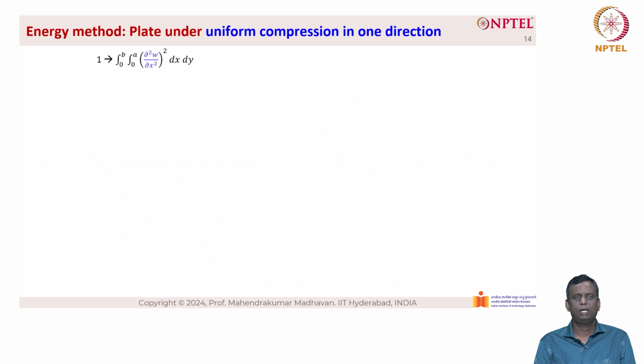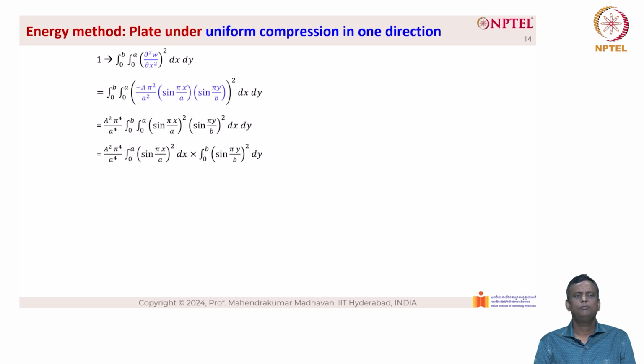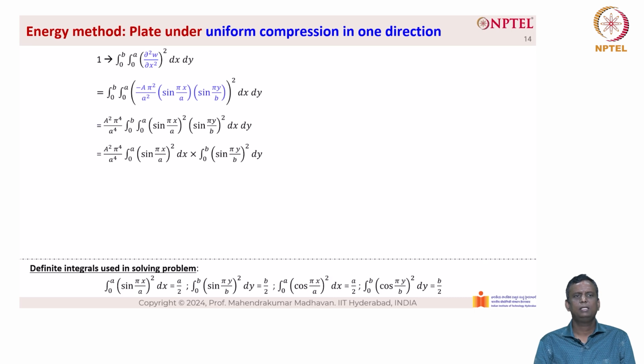Now, let us evaluate the first integral, which is the integral from 0 to b, 0 to a, of (∂²w/∂x²) the whole squared, dx dy. When we substitute the values, we can simply evaluate this by knowing that the integral from 0 to a of (sin πx/a) the whole squared is nothing but a/2, and similarly the integral from 0 to b of (sin πy/b) the whole squared is equal to b/2. These different integrals are shown at the bottom of the screen here.